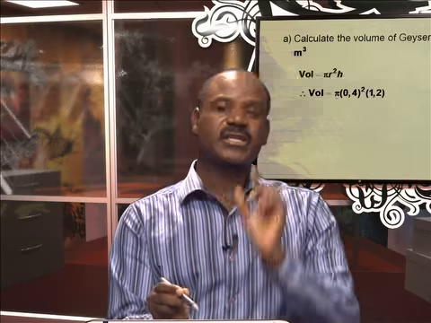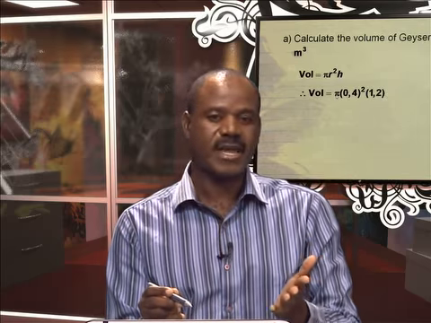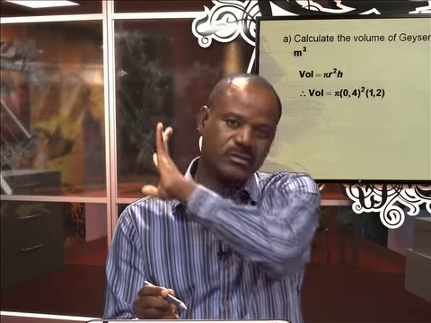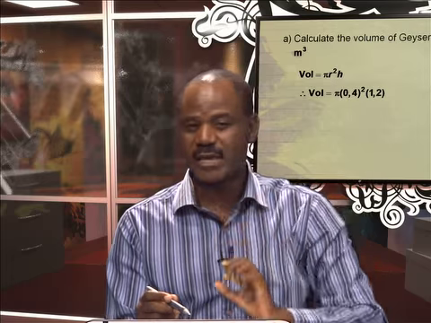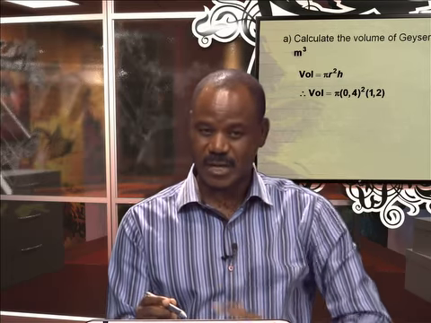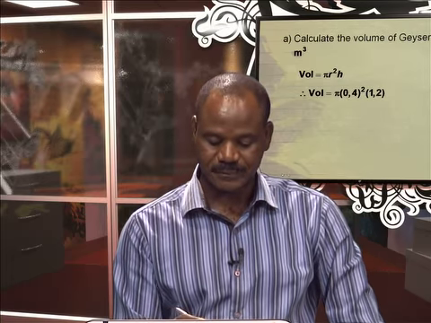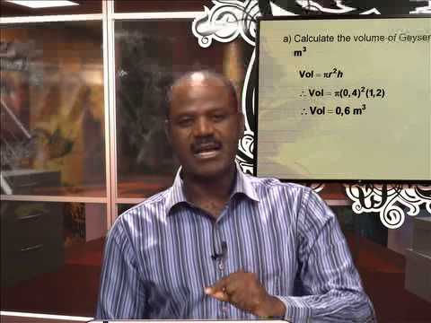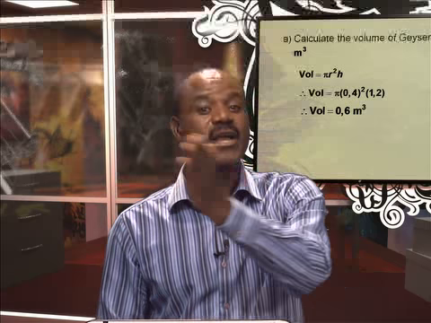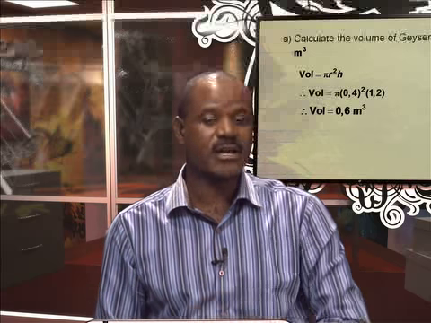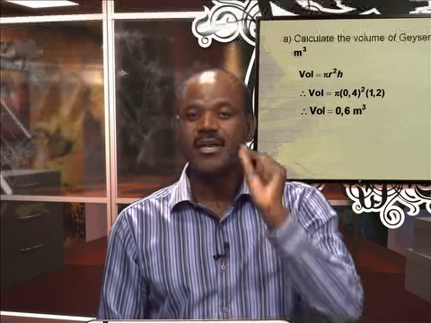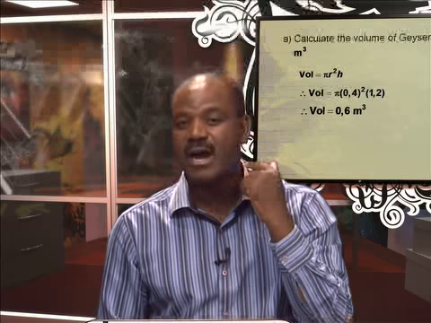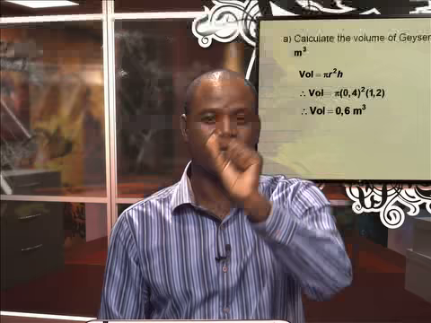Guys, in most cases, we give you the value of pi, 3.142 and so on, depending on what we give. If the value of pi is not given, use the pi on the calculator, as we're going to do here. So just press pi on the calculator, go like this, and you'll find that the volume is 0.6 meters cubed. If you still have to work out the volume of the rectangular one, you will use length times breadth times height. In this case, we just got the volume of geyser 1.